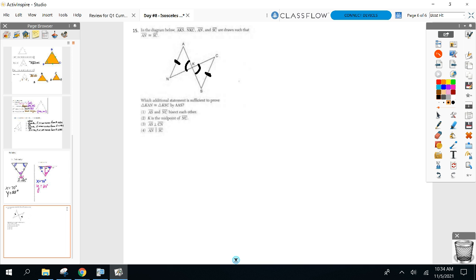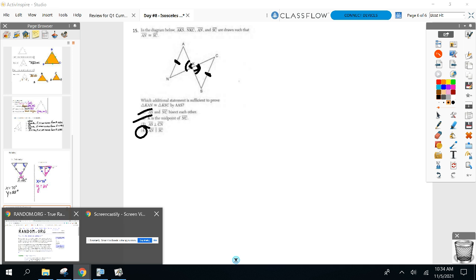Bisect each other. Is that going to give me a pair of angles? No, that's going to give me a pair of sides. K is the midpoint. Is that going to give me a pair of angles? Pair of sides, correct. AS perpendicular to CN. Perpendicular lines will give me what type of angles? Right angles. Here though, I don't need them here, right? I already have that. So why is AN parallel to SC going to be the one? Because they'll give me what type of angles here?